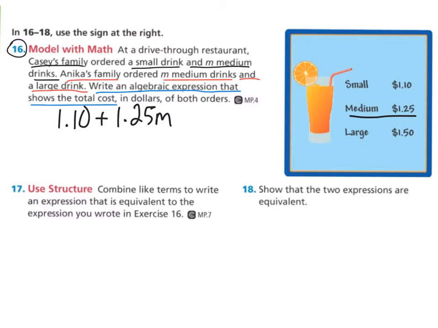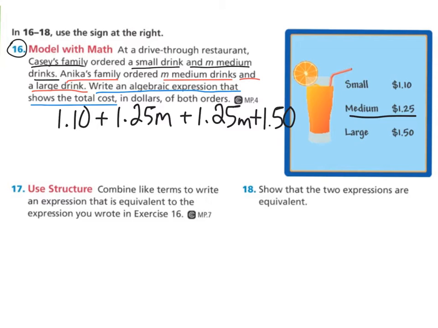And then if we look at the other family, they ordered M medium drinks and a large drink. So medium drinks, once again, would be $1.25 times M. They happen to buy the same amount as each other. And then the large drink would be $1.50, so plus $1.50. Remember, when you're writing an algebraic expression, it should be all on one line. So this could be an algebraic expression for our total costs.